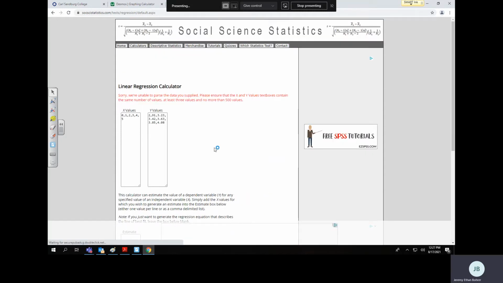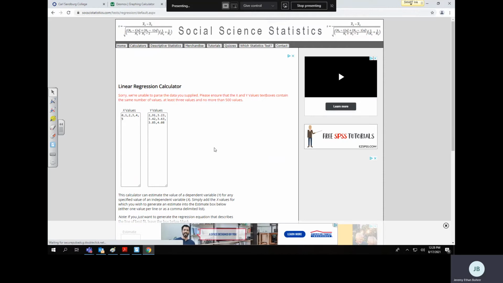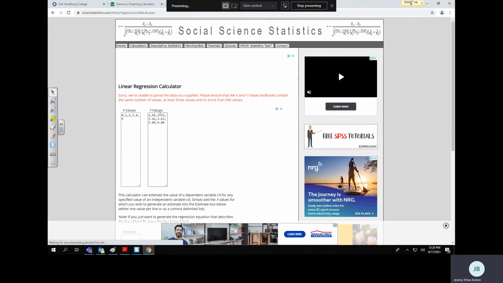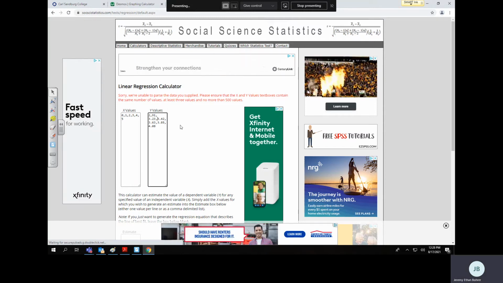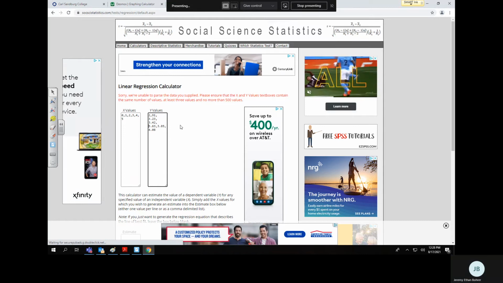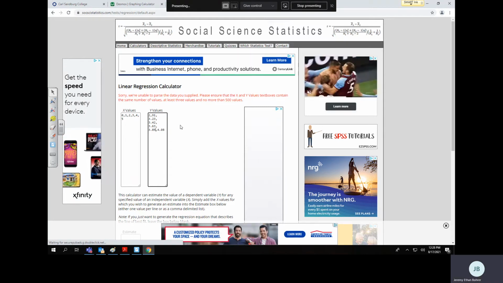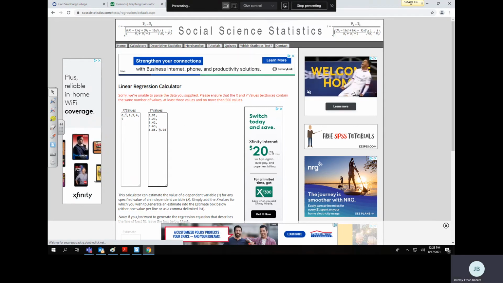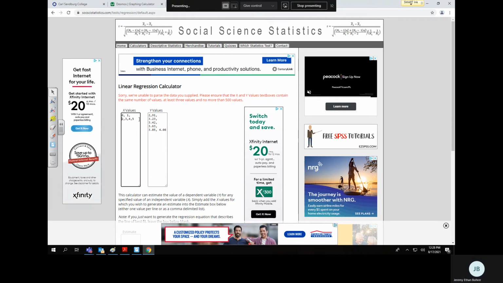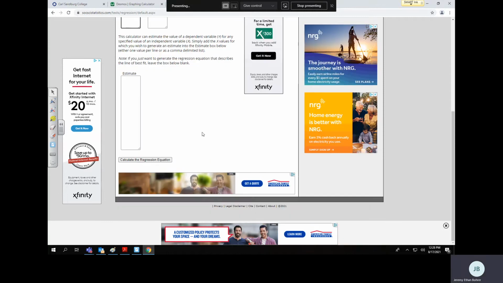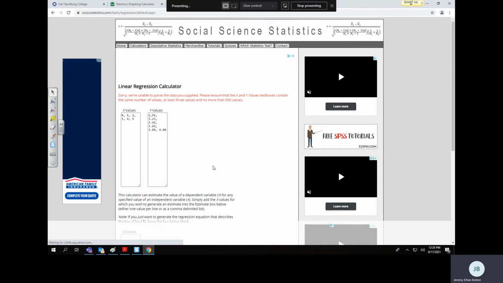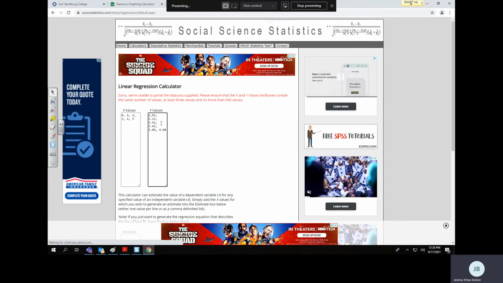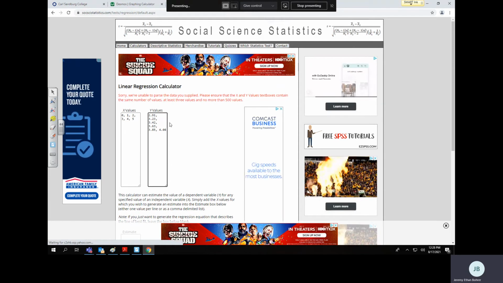They're unable to parse this. What did I do wrong? Let's see what happens if I put some spaces in there. That may help. Okay, for whatever reason, they don't like this. Oh, I see the problem. I put a comma in there instead of a period. There we go.